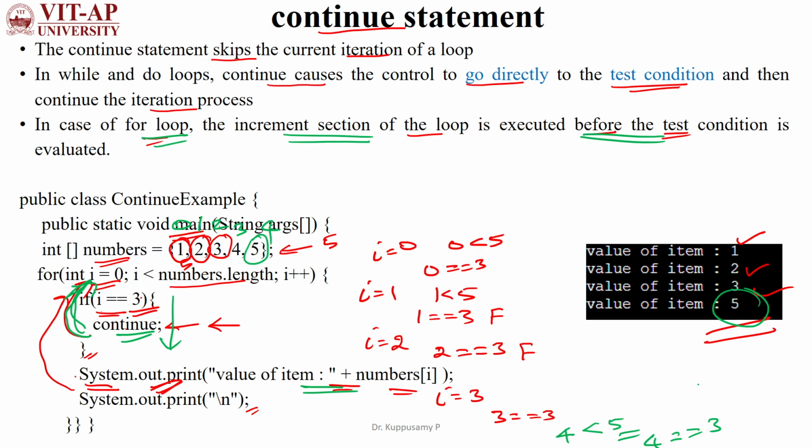Then now again I is incremented as 5, so 5 less than 5 is false, then it will come out of the for loop. Outside the for loop, there are no other statements, so it will stop the execution. So the continue statement is used in if conditions, do while and also for loops, based upon the user's requirement.